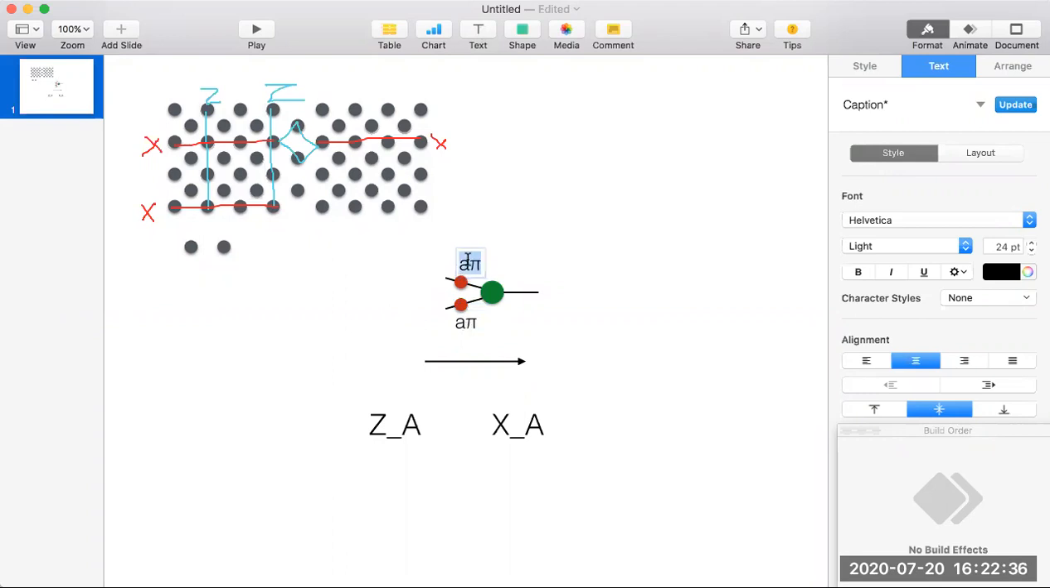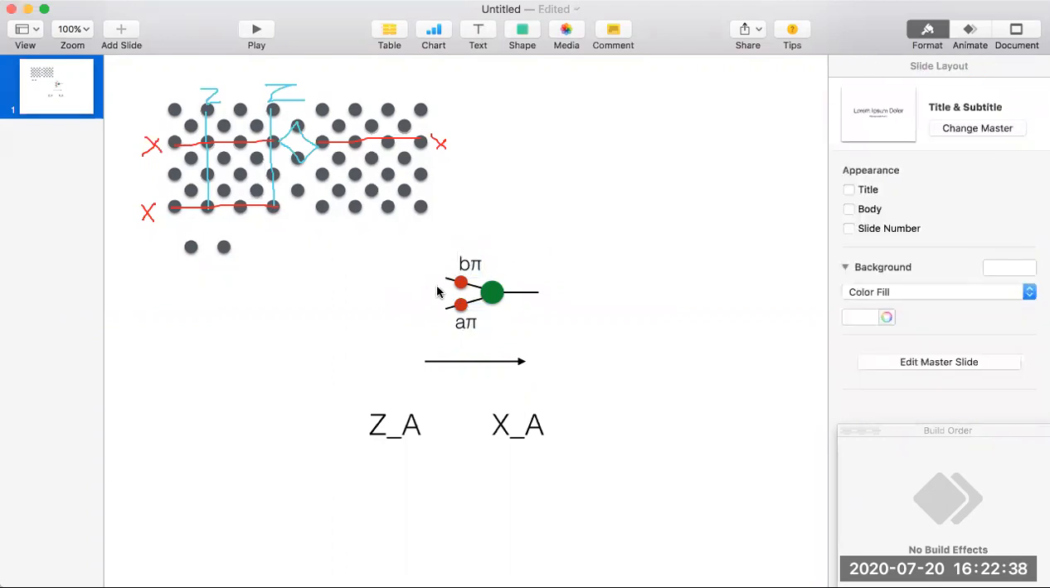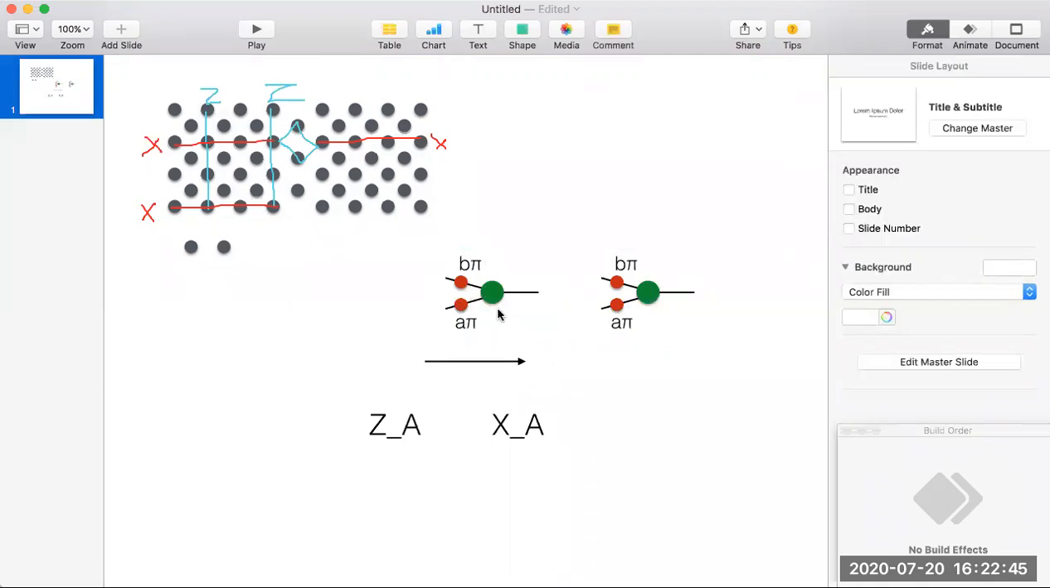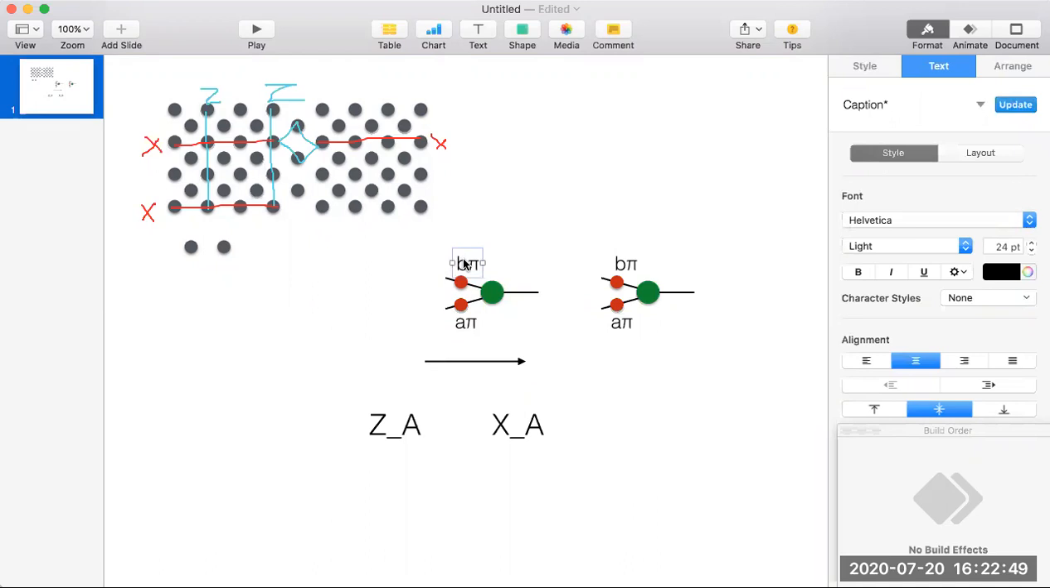So if you have A pi here, and if you have B pi here, I've drawn this as a ZX diagram, but here I'm using this as a notation for what is happening in this system as I'm performing operations.